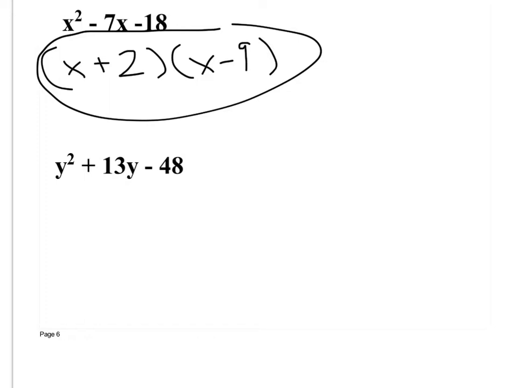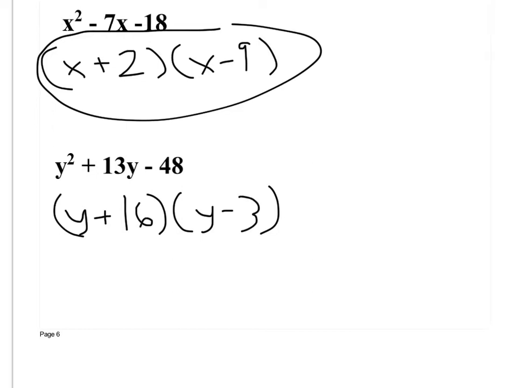y squared plus 13y minus 48. We see that C is negative, so that means they're going to be opposite signs. And I also see that it's positive 13y. B is positive, so that means my bigger number is going to be positive. The smaller number is going to be negative. So then I go through my factors of 48. 1 and 48, no. 2 and 24, no. How about 3 and 16? Yes, because 16 minus 3 is 13.